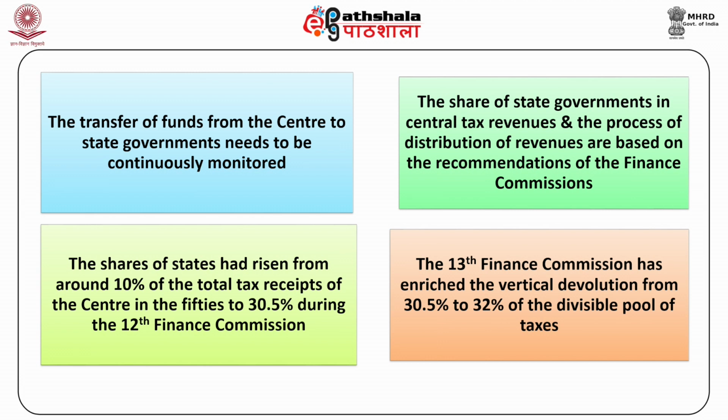Under tax devolution, the share of the states has risen from around 10% of the total tax receipts of the center in the 50s to 30.5% during the 12th Finance Commission, which was from 2005 to 10. The states though have been demanding the fixation of their share in central taxes at a greater level. The 13th Finance Commission has enhanced the vertical devolution from 30.5% to 32% of the divisible pool of taxes.